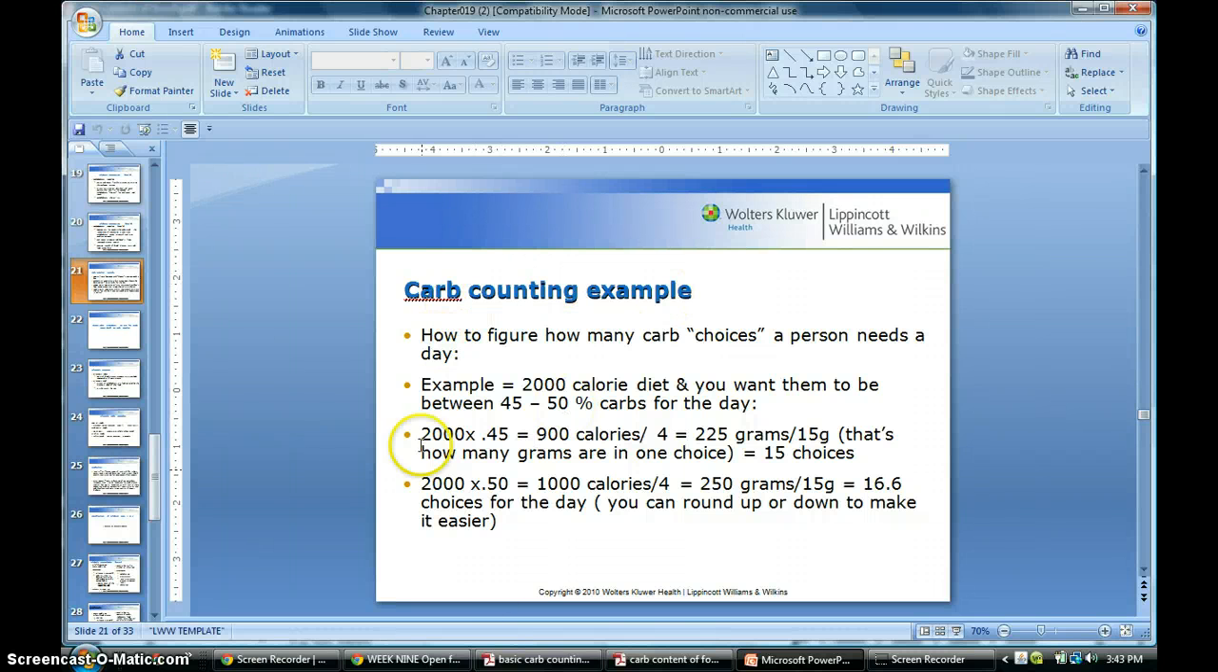So this is an example of how to figure out carbs. You're also going to find this in the supplemental information, the handouts that are online for carb counting. But this is going to give you an example for a 2,000 calorie diet if someone's staying on 45 to 50% of their carbs for the day. This is how you would figure out how many grams of carbs that person needs and then how many choices. Okay, how many carb choices? You need to figure this out to get to those choices. This is going to sum it all up right here. Okay.